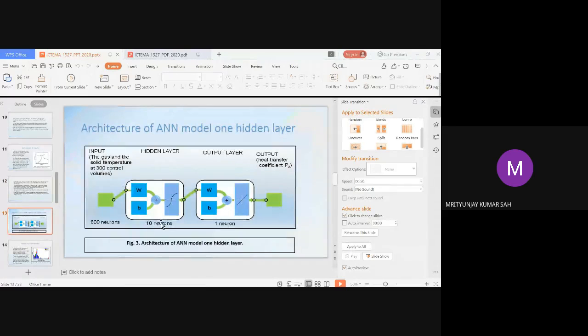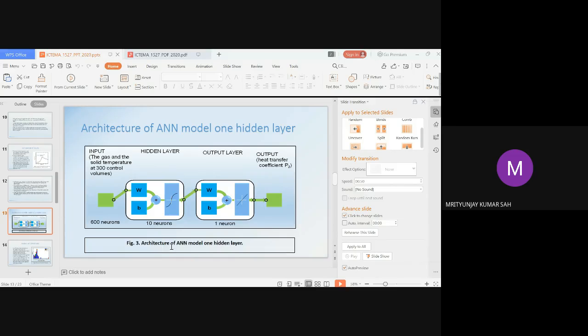So here is figure 3, and here is the whole architecture of the ANN model. There are 600 neurons in the input layer, 10 neurons in the hidden layer, and 1 neuron in the output layer, and finally we get the output heat transfer coefficient. As input, the gas and solid temperatures at 300 control volumes are used.